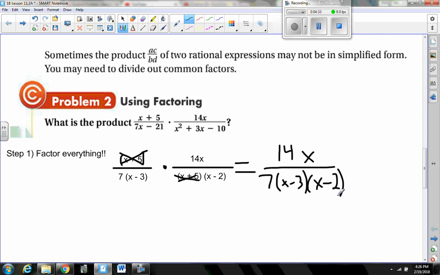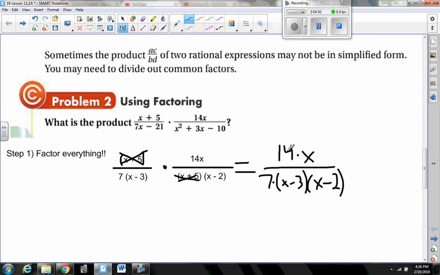Right? And when I have these pieces all multiplied together, I still want to look at the end for things that I can maybe cancel. And I notice on the top I have a 14 as my number. In the bottom I have a 7, and those numbers are being multiplied, of course, by these things with x's.